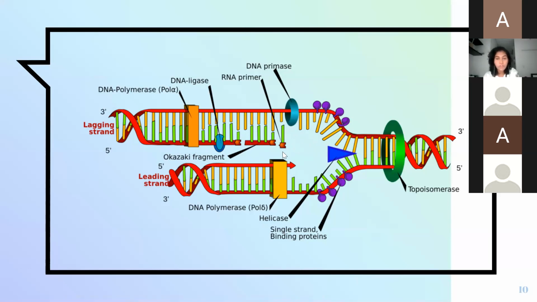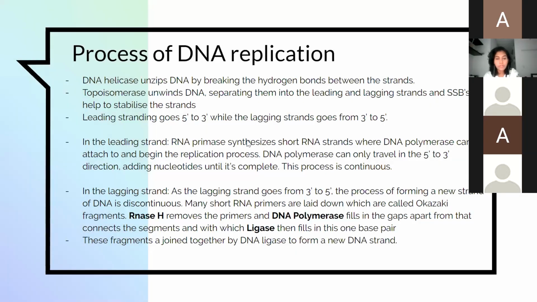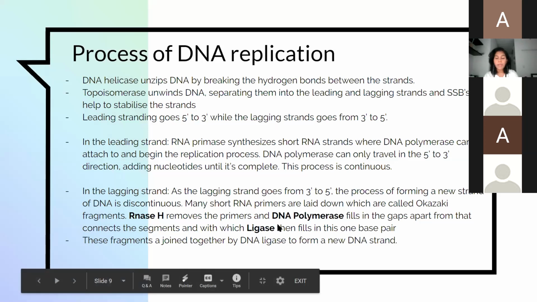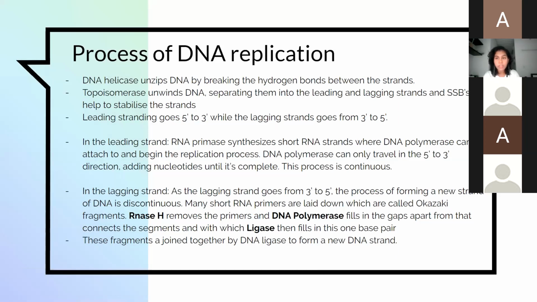This forms multiple broken fragments, and DNA ligase helps join the sugar phosphate backbone and forms one continuous strand. So that's the process of DNA replication.